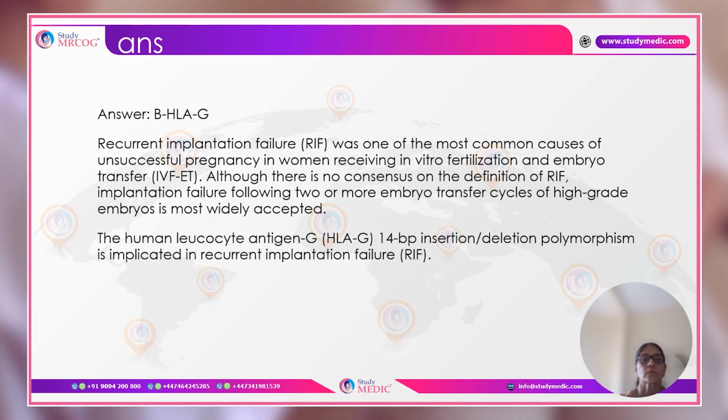Okay. We know that recurrent implantation failure is one of the most common causes of unsuccessful pregnancy in women who are undergoing in vitro fertilization and embryo transfer. So, it is this human leukocyte antigen G that is implicated in recurrent implantation failure.